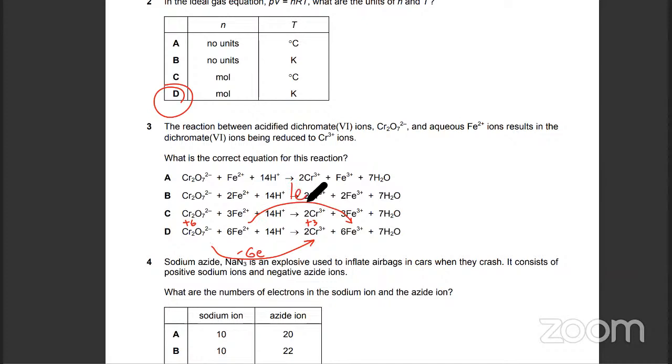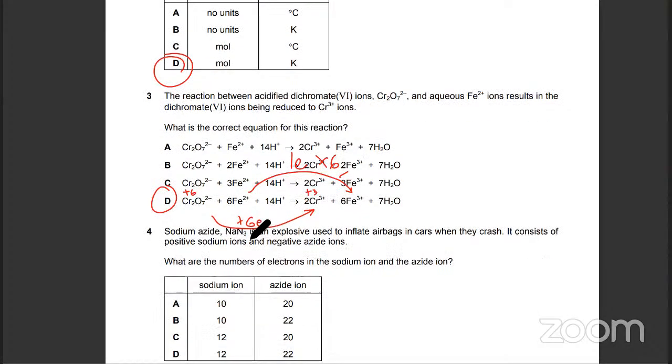So if it gains 1 electron, there should be 6 Fe's, so that the number of electrons gained and lost are equal. Hence the correct equation is going to be D. You have to make sure that the number of electrons gained and lost are equal. Cr here is gaining 6 electrons, that's getting reduced. And Fe there is only losing 1 electron, so there should be 6 Fe's, okay.